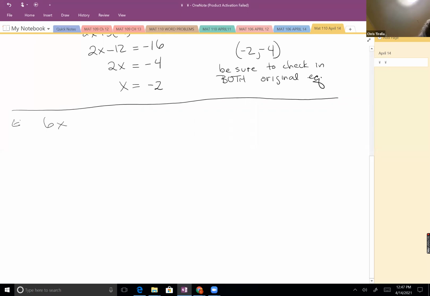Next example, let's have 6x plus 2y equals 7, and 3x plus y equals 2.